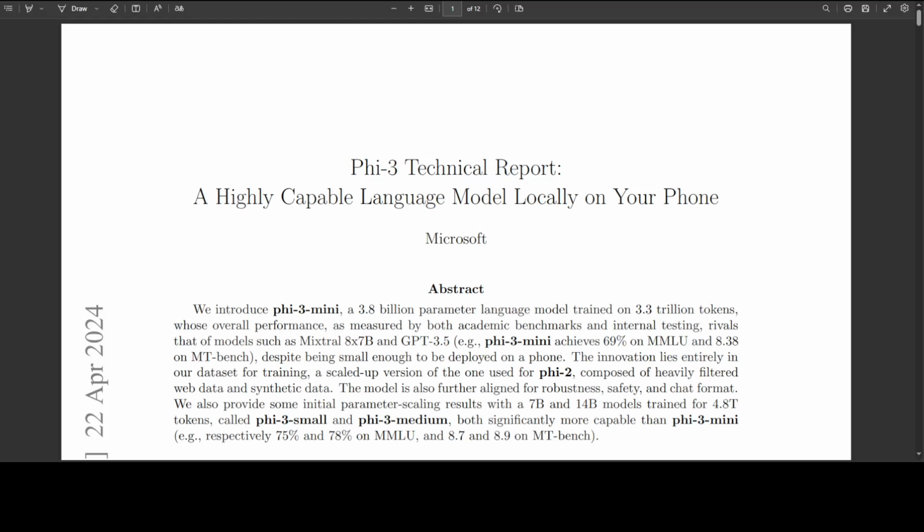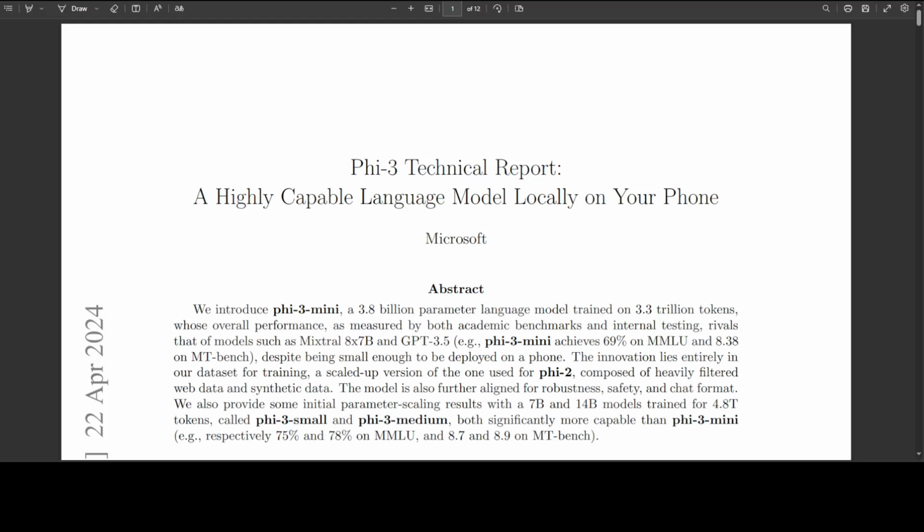So what they have done is that they have used massive data sets, and they trained these models in 2 phases. First, initially they exposed them to general knowledge and language patterns, followed by intensive training on logical reasoning and specific skills. They will be released in 3 sizes: 3.8 billion, which is mini, then small at 7 billion, and then a medium model at 14 billion. Mini was trained on 3.3 trillion tokens, whereas small and medium Phi-3 models were trained on 4.8 trillion tokens.